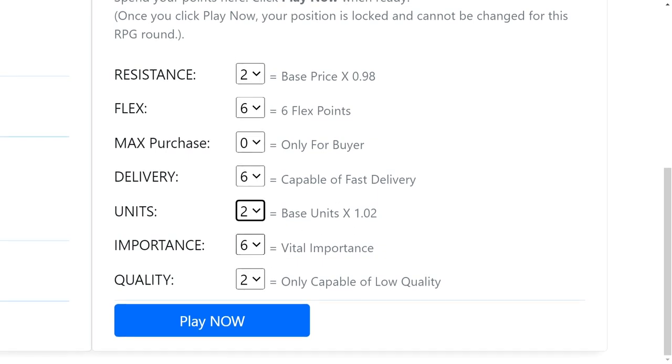And what about importance? Remember, in a negotiation, not every negotiation is important. Some negotiations are more important than others, and if they're more important, you need to change your strategy. So here we choose the importance. If we choose one or two, small potatoes, so not important.